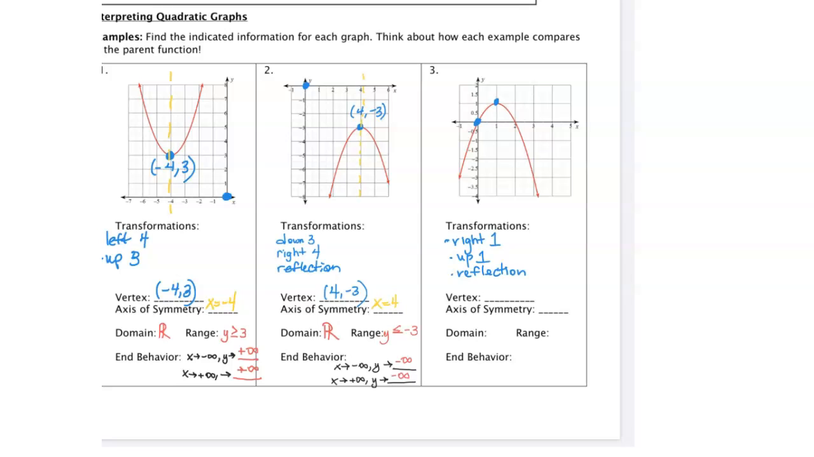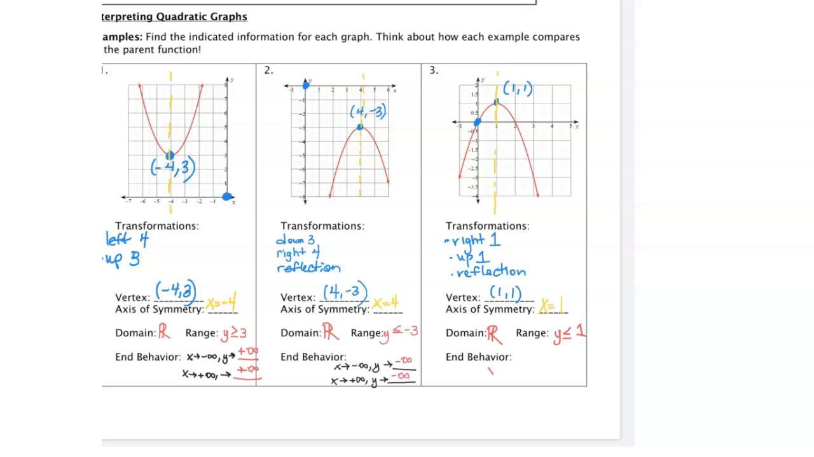Okay. The next thing to note is that our vertex here is at 1, 1. The axis of symmetry goes through the vertex, and we're looking at the x-coordinate for it. So x equals 1. Domain will always be all real numbers for your quadratic. And then the range, we're looking at your possible y values. So notice that this one does not go above 1. It's every y value that's below your 1. So you will have y is less than or equal to 1 as your range.